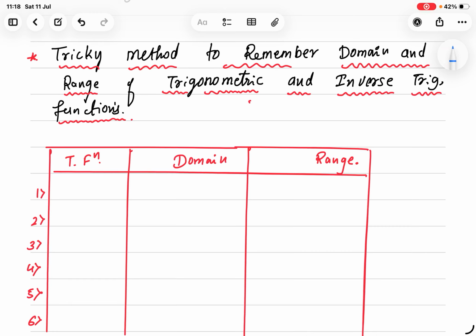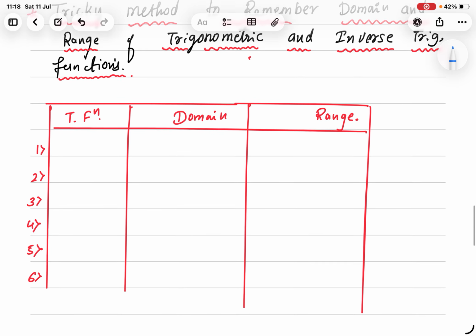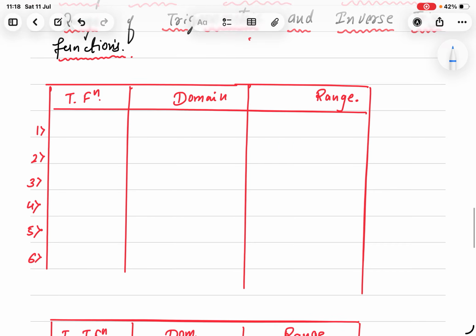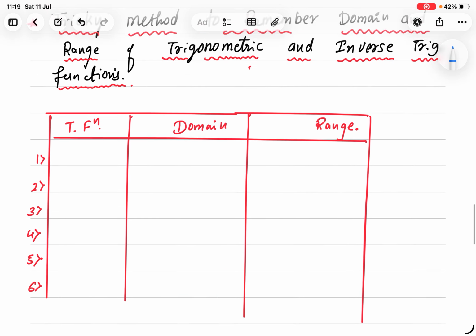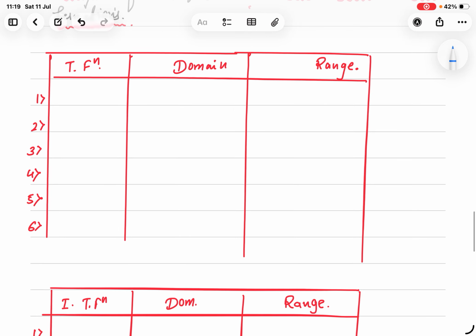Hi dear students, in this class we are going to discuss how to remember the domain and range of the trigonometric functions and inverse trigonometric functions, what the relation is between trigonometric and inverse trigonometric functions, and how to write the formula. We know that the trigonometric functions are sin x, cos x, tan x and cot x, and sec x and cosec x. You have to remember them like this, then only it will be easy for you.